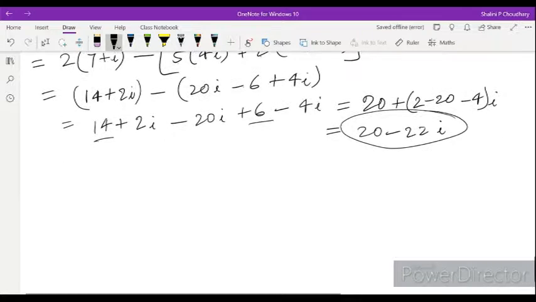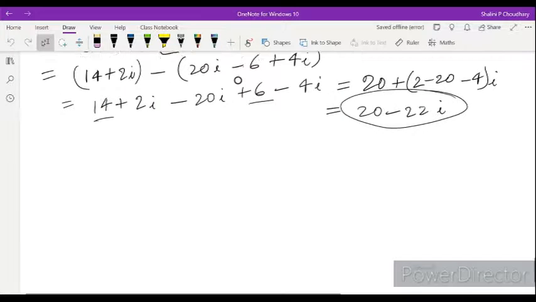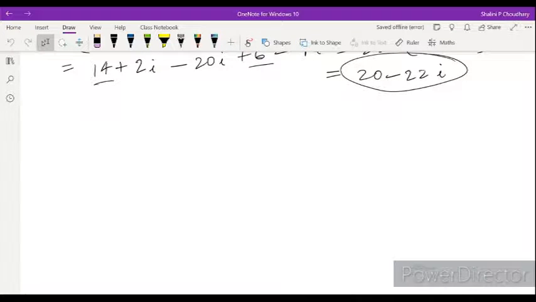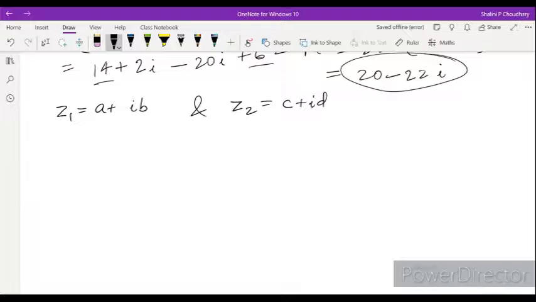Now we'll see multiplication. How we'll do multiplication, and what value we'll get after multiplying two complex numbers. So if z1 is equal to a plus ib and z2 is equal to c plus id, then we have to multiply z1 and z2. So what value will we get? See, a plus ib into c plus id.